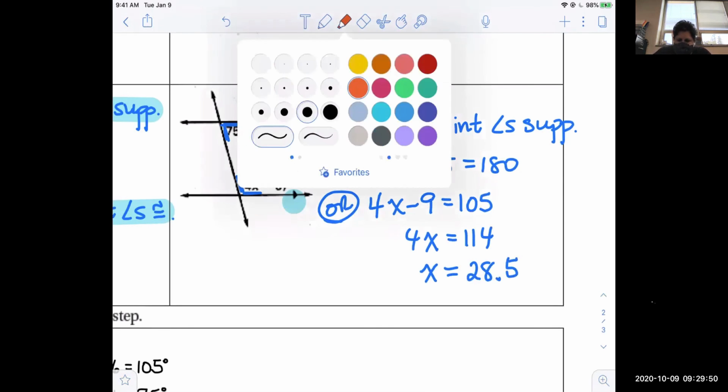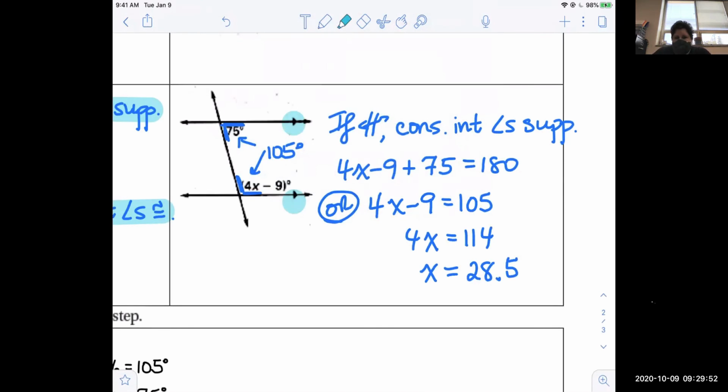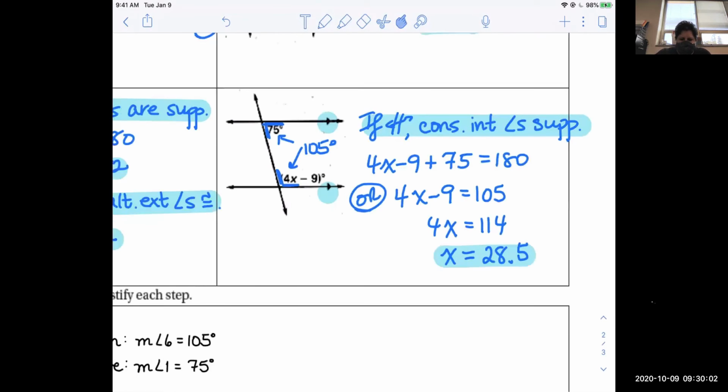Okay, so again, two parts to our answer. X is 28.5. And your reason is if parallel lines cut by transversal, then consecutive interior angles are supplementary. I kind of left out the then, but it really should probably be there.